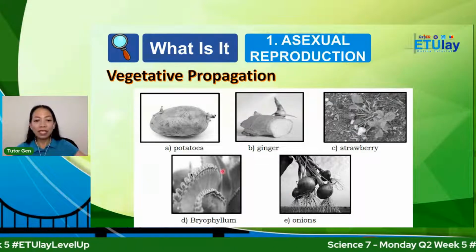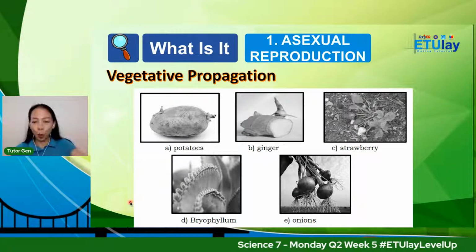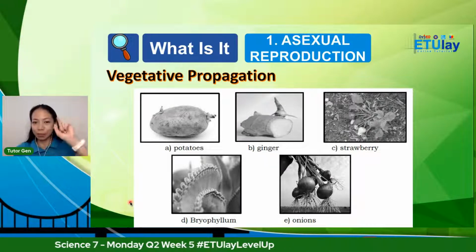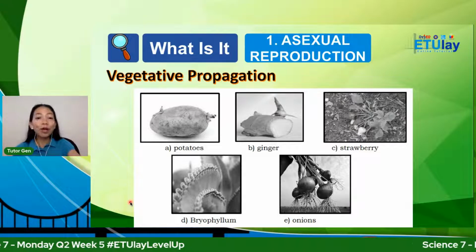So we have these examples of vegetative propagation. That's the first type. We have 5. Okay, we have 5 types. That's the first. So we go into the second.